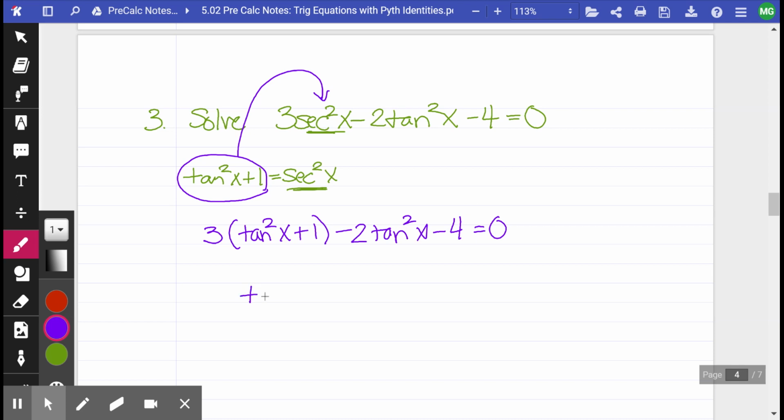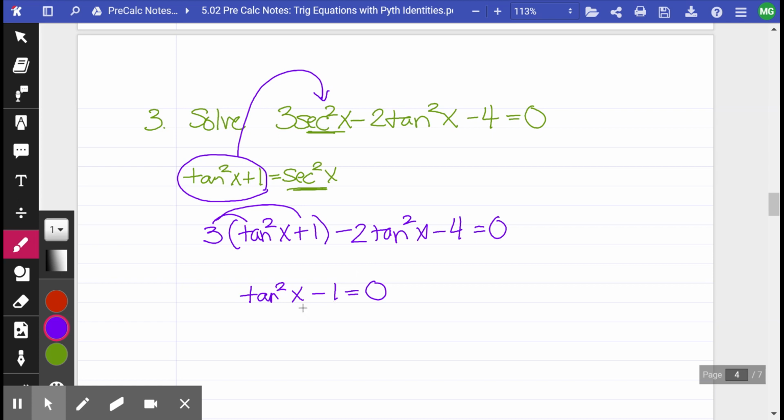You should have gotten tan squared x minus 1 equals 0. So you should have distributed your 3, combined your like terms. So you had a 3 tan squared x minus 2 tan squared x gave you 1 tan squared x. And then you'd have a 3 minus 4 gave you the negative 1.